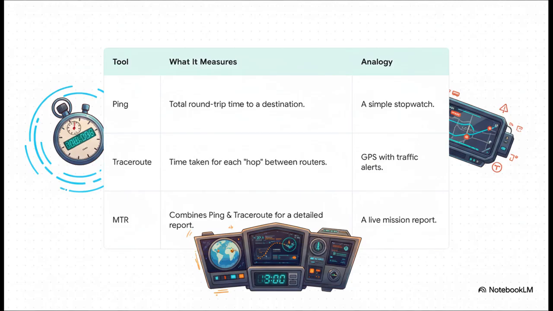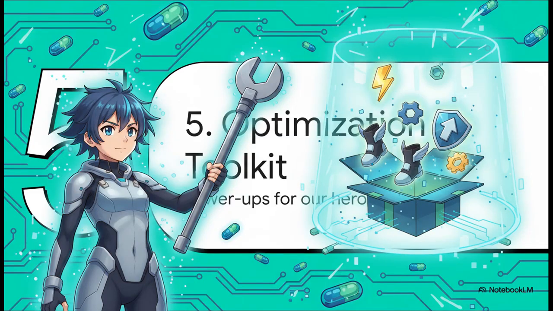So, engineers have three main tools for this. Think of ping as just a simple stopwatch. It tells you the total mission time, but it doesn't tell you where the delay has happened. Then you have traceroute, which is more like a GPS with traffic alerts. It shows you exactly how much time each individual hop took, so you can see which toll booth is causing the traffic jam. And finally, MTR basically combines the two, giving you this continuous live mission report on the entire journey. Pretty cool.